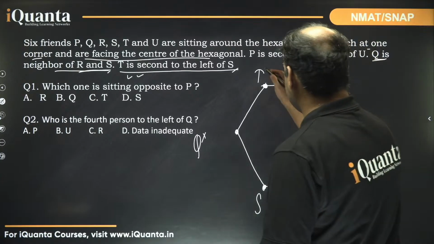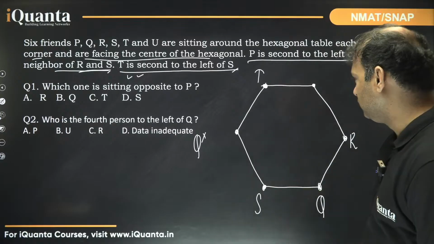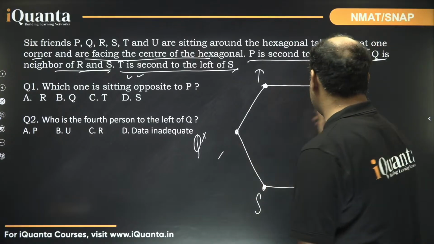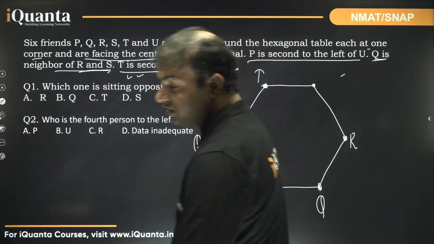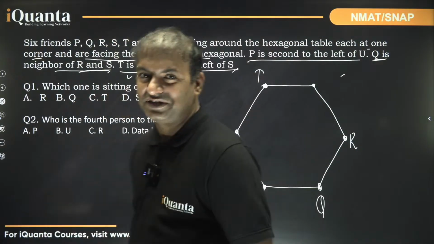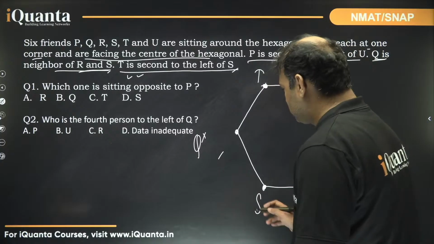Now the first point is that P is second to the left of U. All right, guys, these two chairs are left, this and this, and they're saying P is second to the left of U. Now this information is with respect to U. So obviously we should think with respect to U only, right? Okay, let's draw the possibilities.